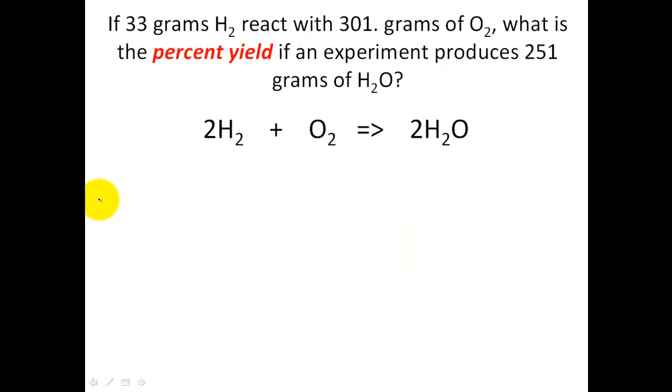So let's write the givens down here, guys. I have 33 grams of H2, and I also have 300 grams of oxygen.